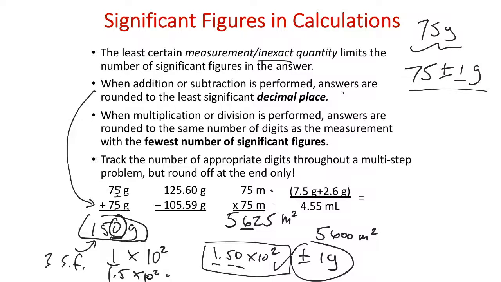And if we wanted to be unambiguous, because if somebody just wrote down 5,600 square meters, you may not know if they intend that to be 2 or 3 or 4 significant figures, what we could do is express that as 5.6 times 10 to the 3 square meters. And by not writing any extra zeros, we're definitely showing only 2 digits are significant in that particular quantity.